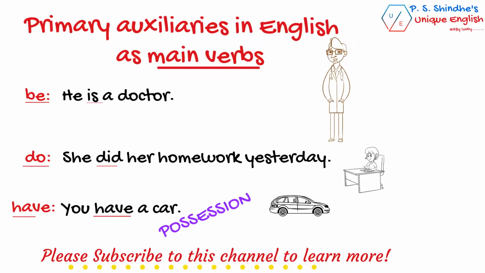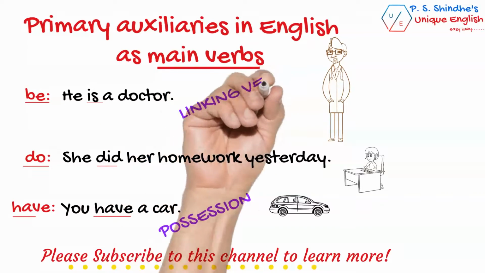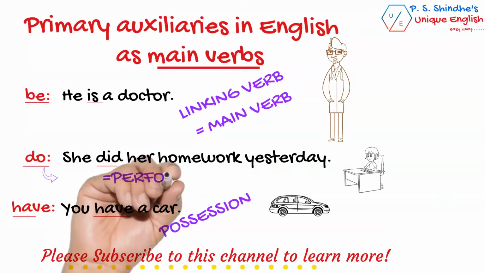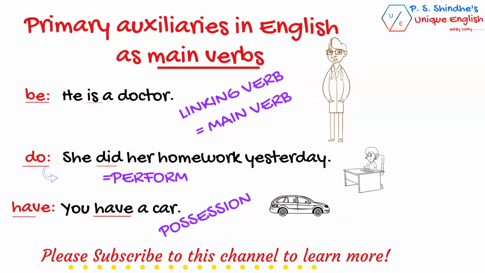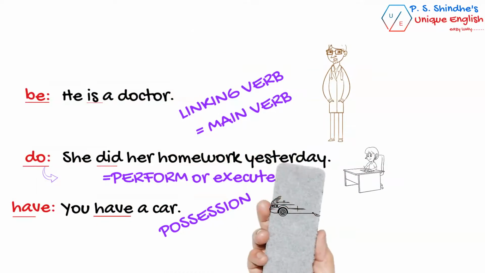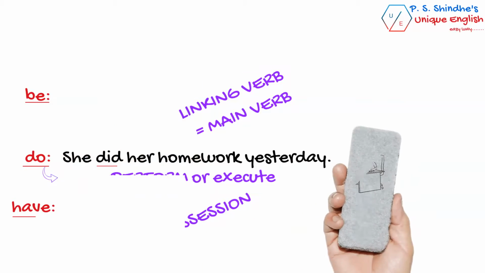In the sentence you have a car, have refers to possession. In he is a doctor, be functions as a linking verb, meaning it is the main verb. Lastly, do also is the main verb. A synonym for do is perform or execute. Whenever we see be, do and have in sentences, we should check whether they function as auxiliaries or as main verbs.